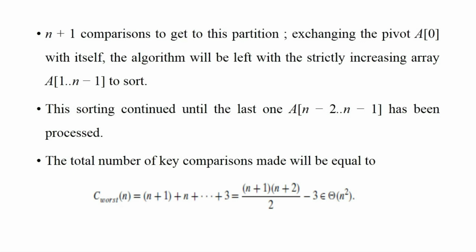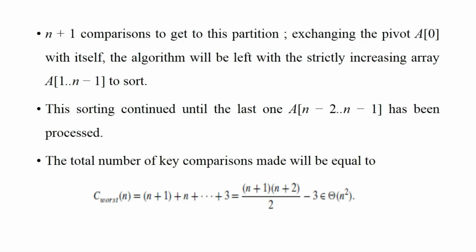N plus 1 comparisons will be made in order to get to this partition, and also exchanging the pivot A of 0 with itself. The algorithm will be left with an increasing array of A of 1 to n minus 1 to be sorted. So this sorting is continued until the last one is left with only two elements, A of n minus 2 and n minus 1. So the total number of key comparisons in the worst case will be n plus 1 first time for n elements, next time 1 less, so n until 3.